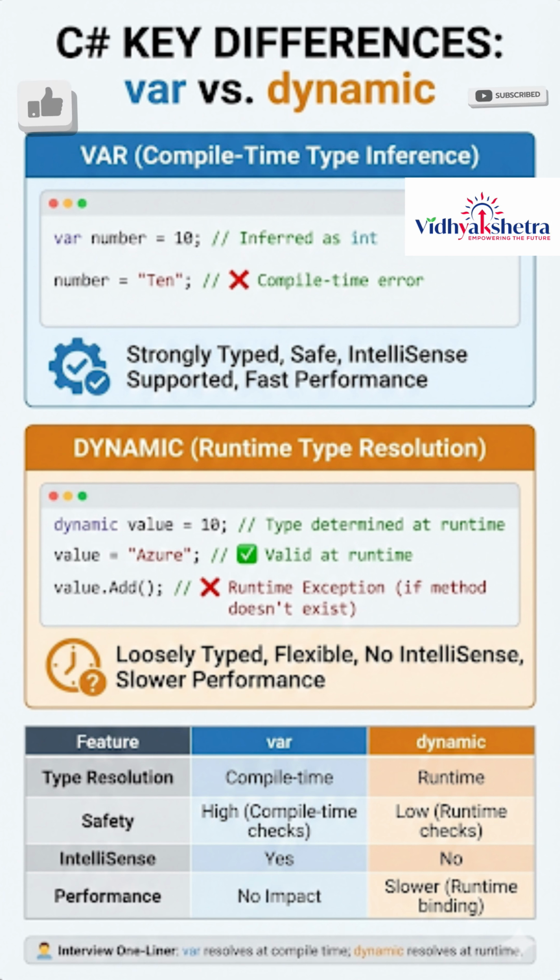If you're asked this in an interview, say this confidently: var resolves types at compile time and remains strongly typed, while dynamic resolves types at runtime and bypasses compile time checks.